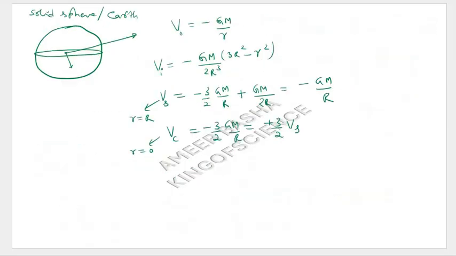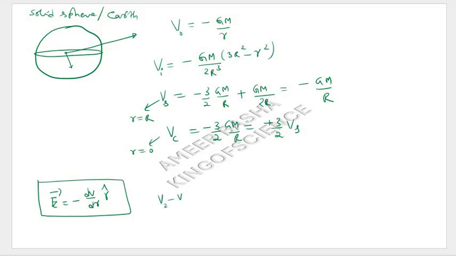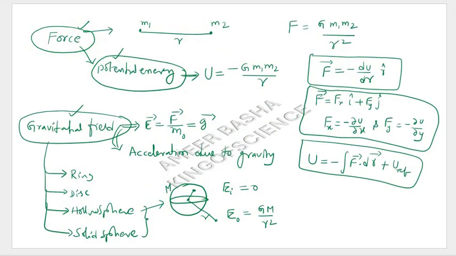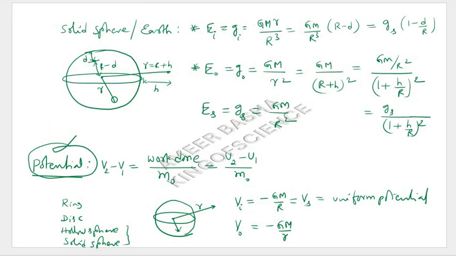Obviously there exists a relation between field and potential. The field E is equal to minus dv by dr r cap. So this is the relation between field and potential. Similarly, potential difference v2 minus v1 is equal to minus integration from 1 to 2 of E dot dr. This also will help us to determine the field and potentials. Okay. So this is enough related to force, potential energy, field and potential.